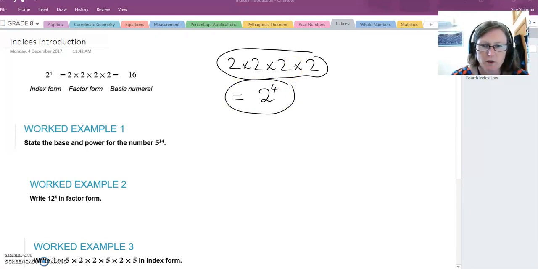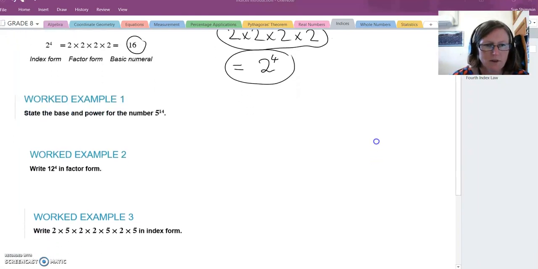If we were then asked what is the basic numeral, the basic numeral is basically the answer. So in other words, what is 2 times 2 times 2 times 2, and that answer is 16. So that's a little explanation of index form, factor form and basic numeral. So let's do a few worked examples.